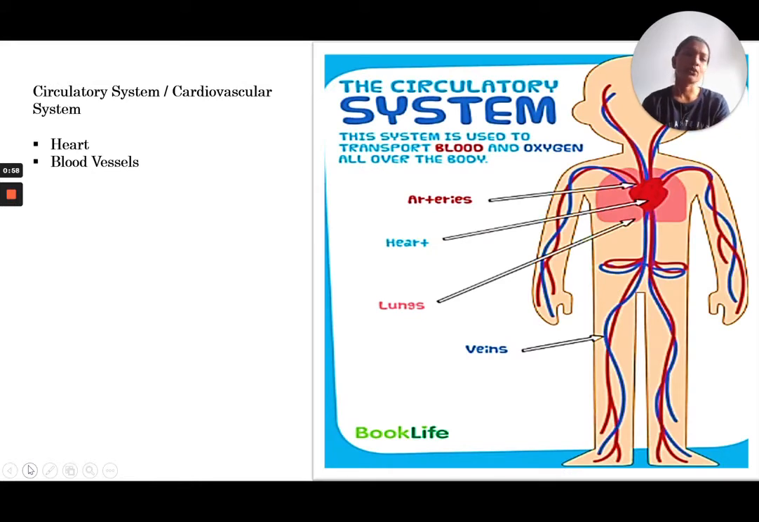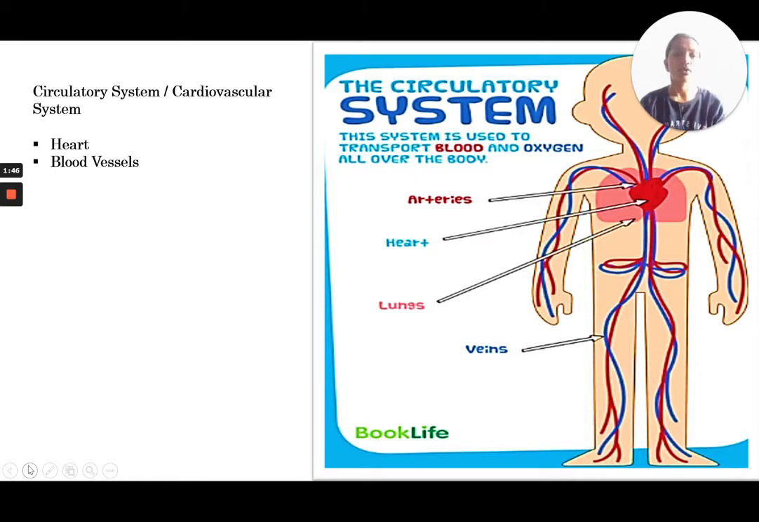So, the circulatory system is the system which is responsible for transport of blood, oxygen and nutrients all over the body. It means the circulatory system is responsible for the circulation of molecules, blood and oxygen in our body.